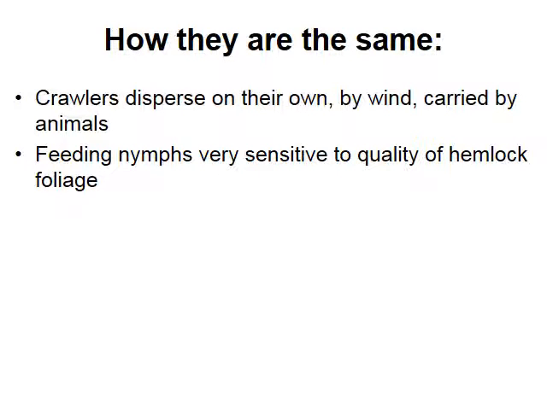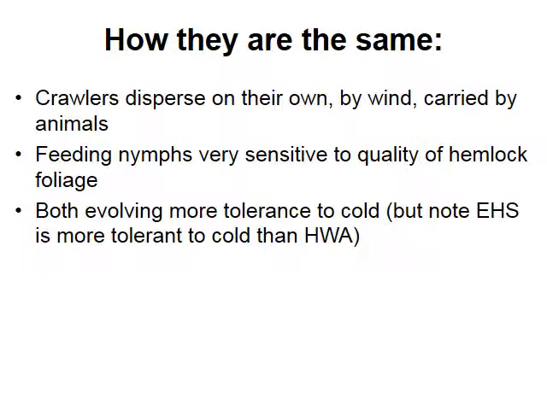Both species' feeding nymphs are very sensitive to the quality of the hemlock foliage, although the adelgid probably more so. In general, their feeding nymphs can die off if the quality of the hemlock is too low. Both species are evolving more tolerance to cold, but do note that the scales in general are more tolerant to cold than the adelgids are.